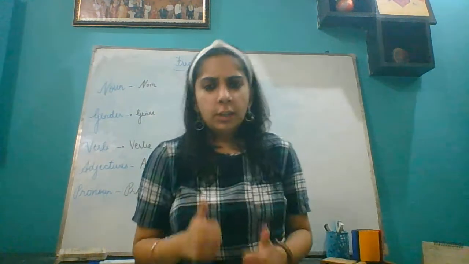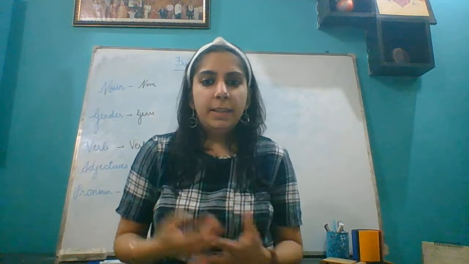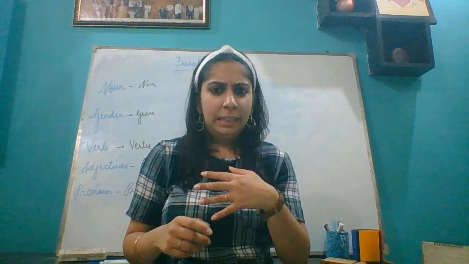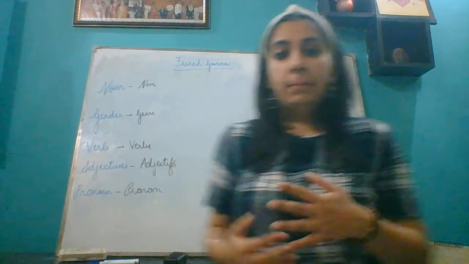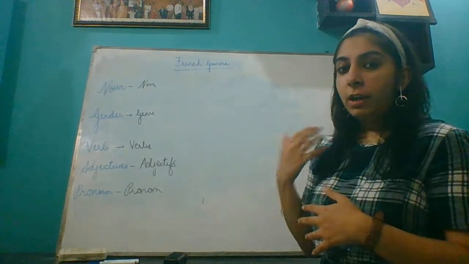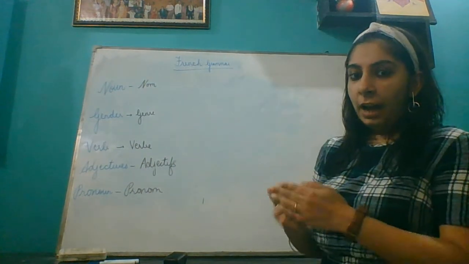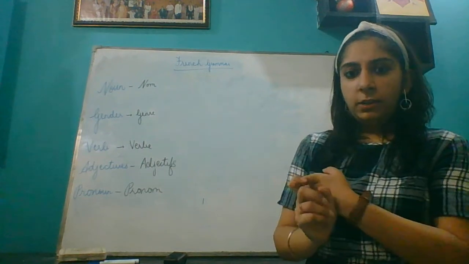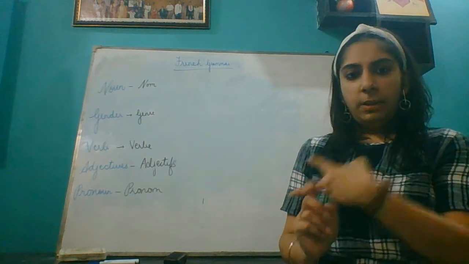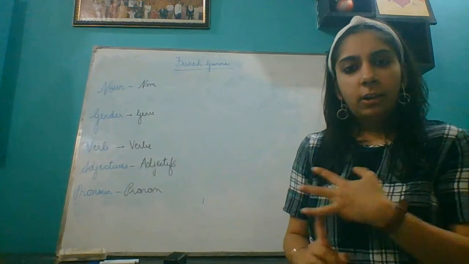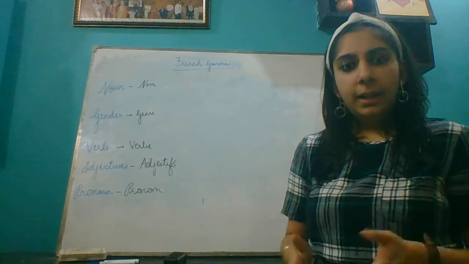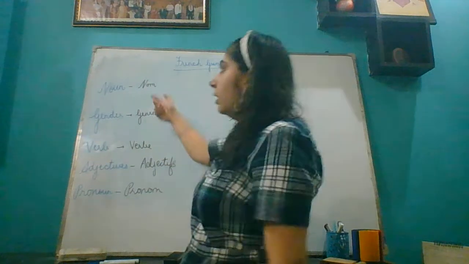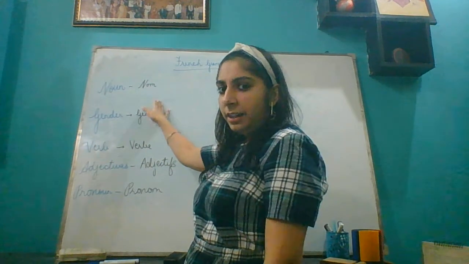So you know what a noun is. A noun is basically a naming word. It can be the name of a person, place, animal or thing. So all this comes under noun. And whenever we have a noun, on the basis of the noun we decide the rest of the things. Gender is decided on the basis of the noun. Adjective is decided on the basis of the noun, and pronoun is also decided on the basis of the noun, because basically a pronoun replaces a noun. So let's see in French how it goes.